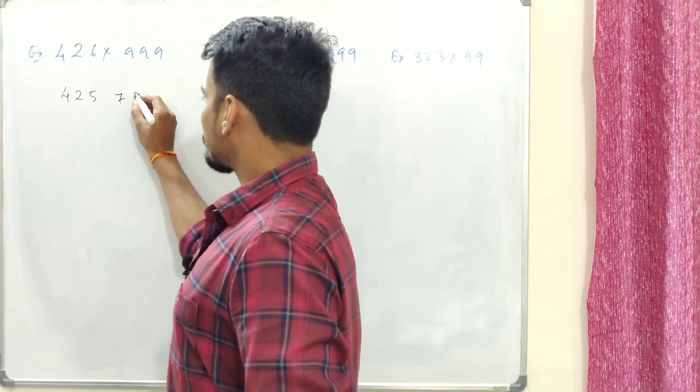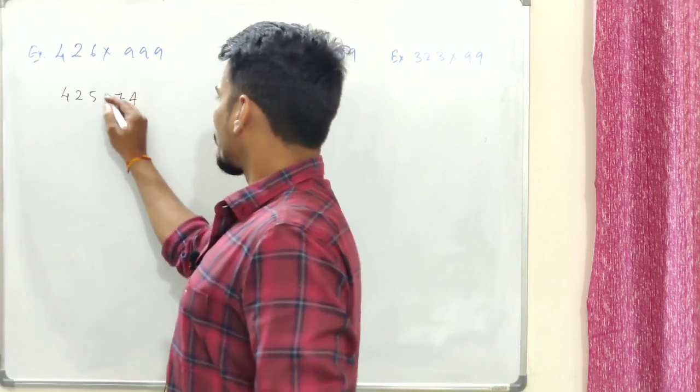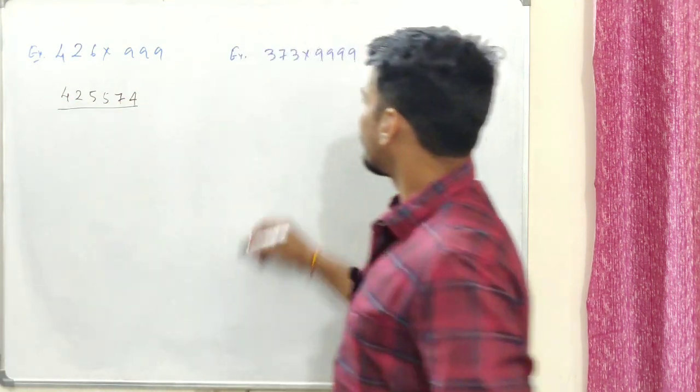Okay, let me write it properly. Let's do 4. Okay, 9 minus 5, 4 is going to be 5. We're done with this. Let's do number 2.